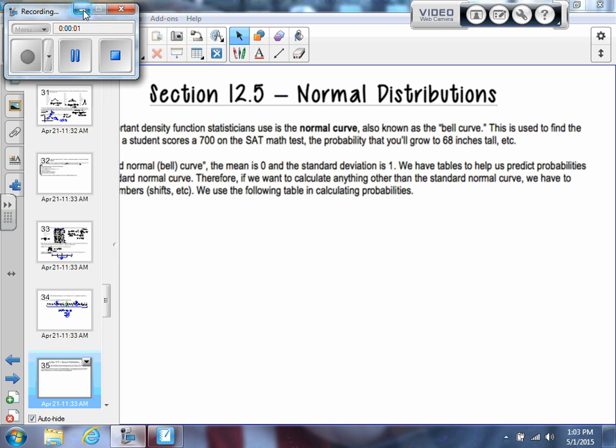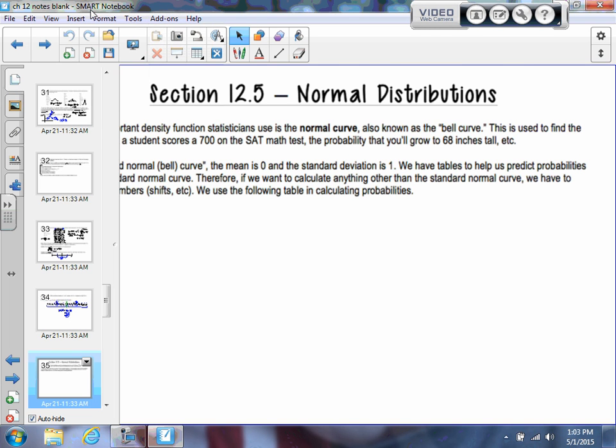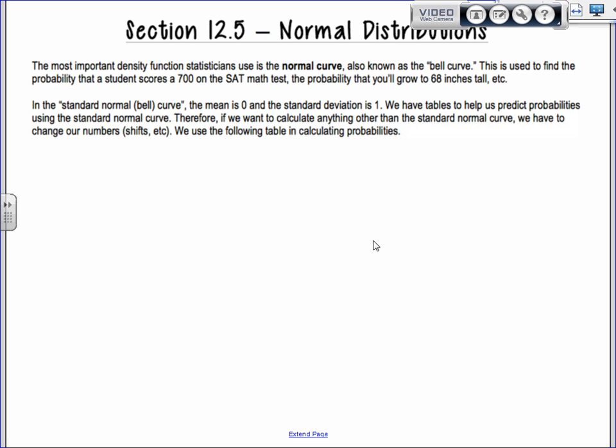This is on normal distributions. We talked about some important distribution functions the other day: uniform distribution, skewed right, skewed left. We also talked about the symmetric distribution. This is a type of symmetric distribution called the normal curve, also known as the bell curve.